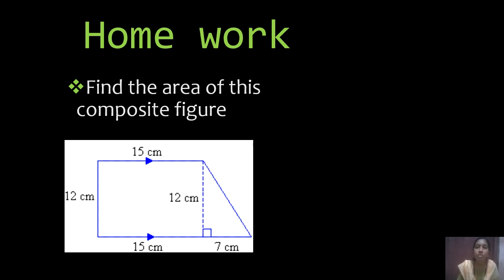How will you solve usually? Like that only you have to solve this problem also. So what are the individual shapes you find here? It is a rectangle and a triangle. So you have to find the area of the rectangle separately using the area of a rectangle formula. Then you have to find the area of the triangle separately using the area of a triangle formula. Then you have to add both the areas together to find the area of this composite figure.